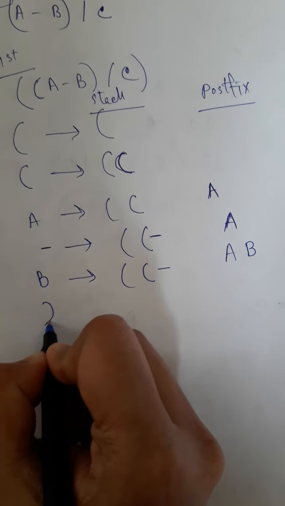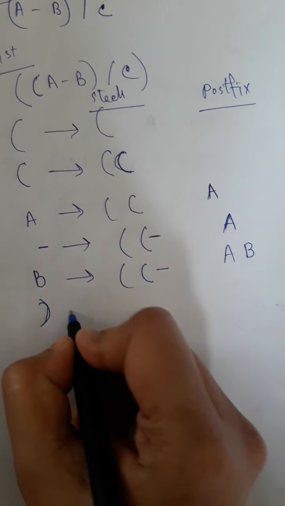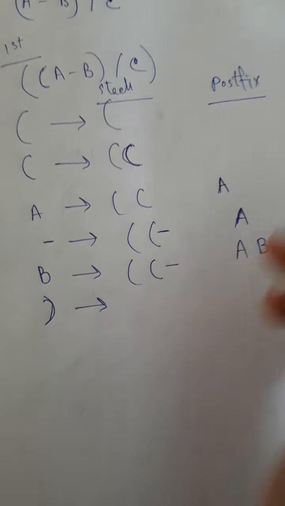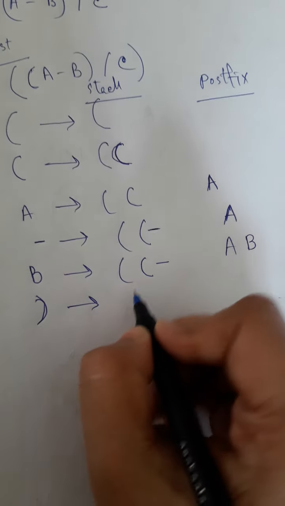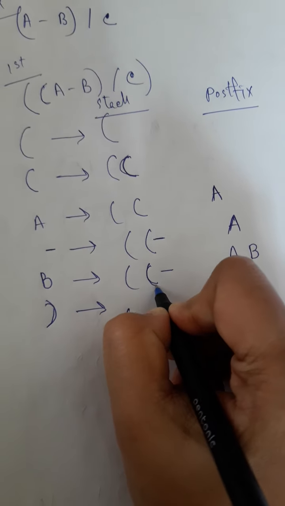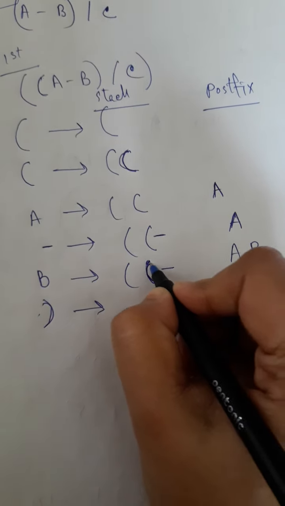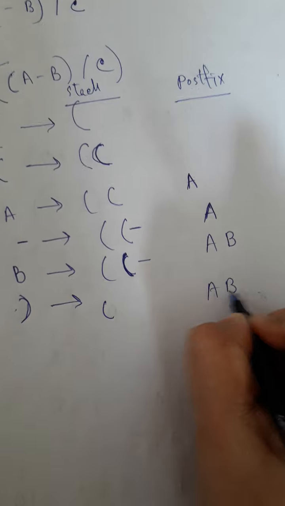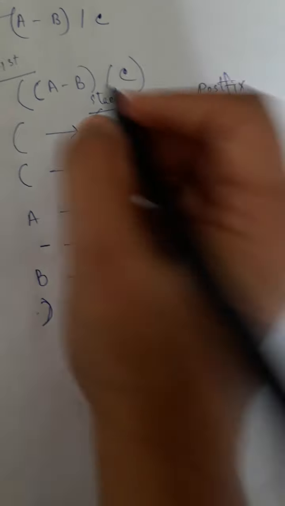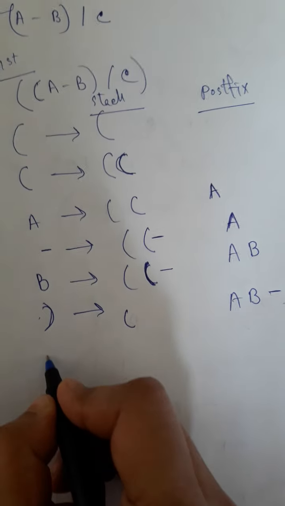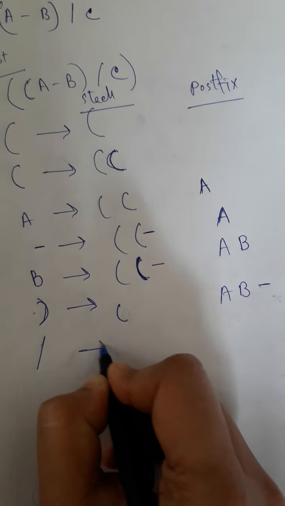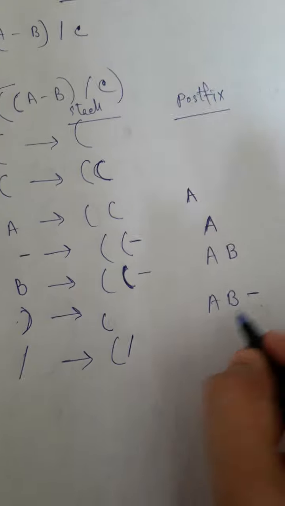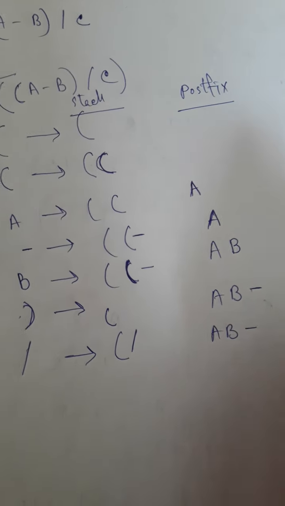Now closing bracket. As we know, when the closing bracket is encountered, the stack elements will be popped out. Up to this closing bracket, because this closing bracket is for this opening bracket, the minus will be popped out. So AB minus. Again I am getting the division sign. So the division sign will be added in this stack, but the postfix expression will be AB minus.